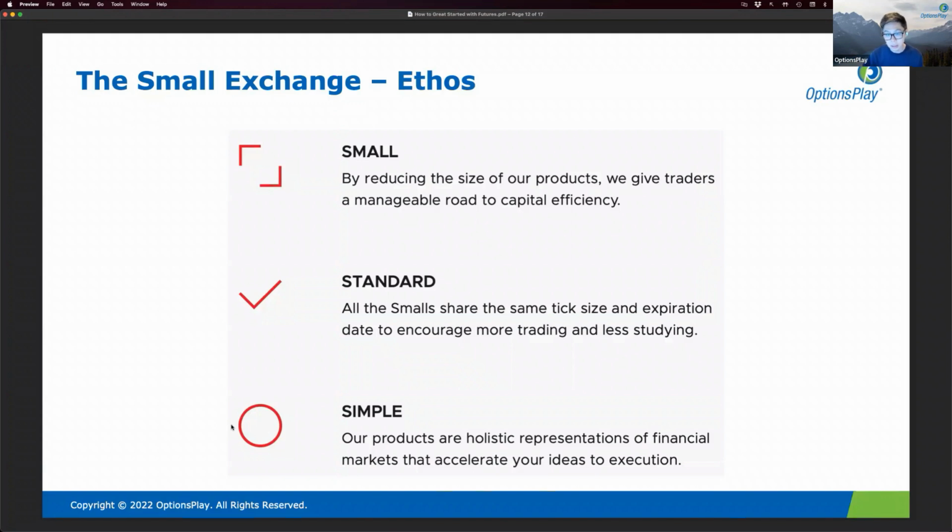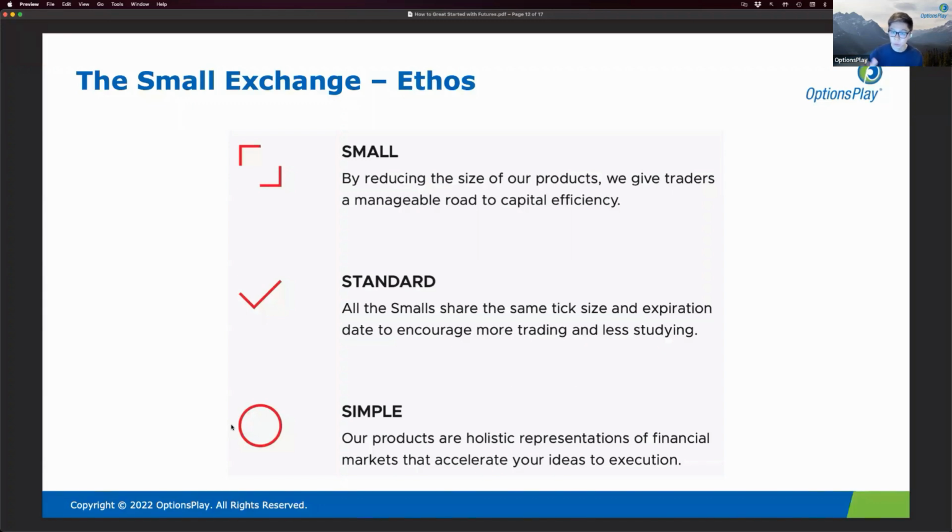The second part, standard. As I was telling you before, contract size, expiration date, tick size: traditional futures have these three contract specifications all over the place. Just look up corn futures, oil futures, British pound futures. They all have very different contract specifications. So each one that you're trading is a brand new learning curve. With the Small Exchange, everything's standardized.